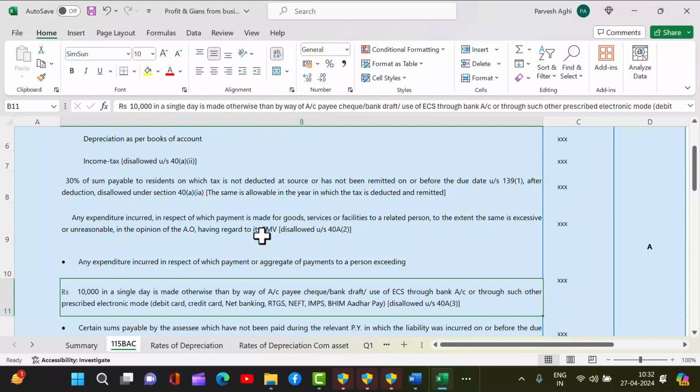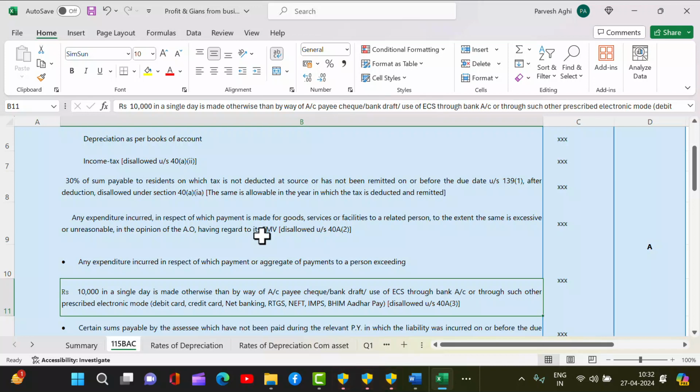Which means that if you are making a payment above 10,000 in cash to someone, it will be disallowed. Suppose I have paid 20,000 rupees as an expense. For example, I have bought some stationery and I have paid 20,000 in cash to the shop. It will be completely disallowed because, as a business, I have to make a payment through cheque or ECS, that means account transfer, or through credit card or RTGS or NEFT. If I'm using all these electronic modes, then it will be allowed.